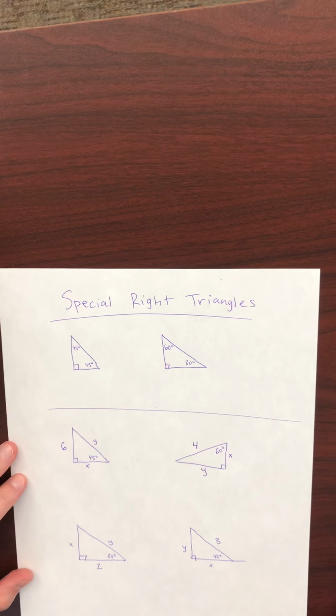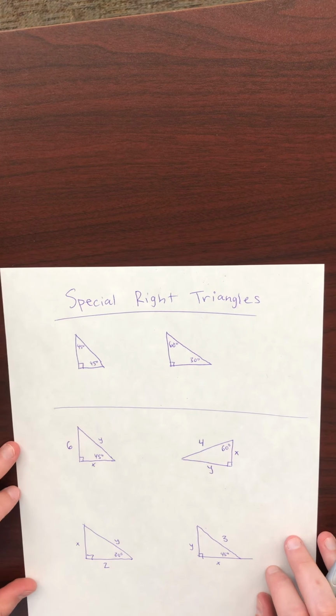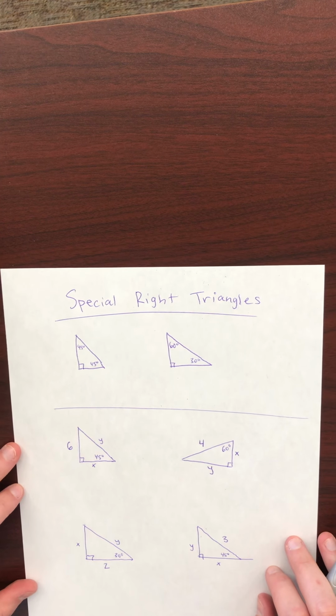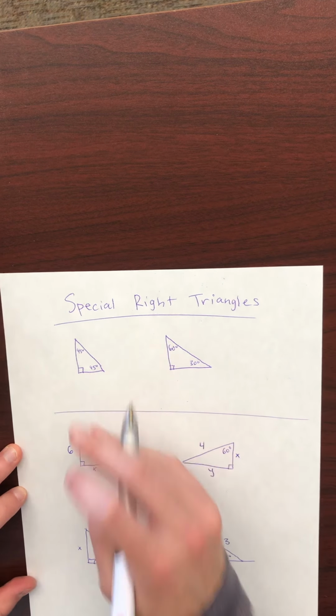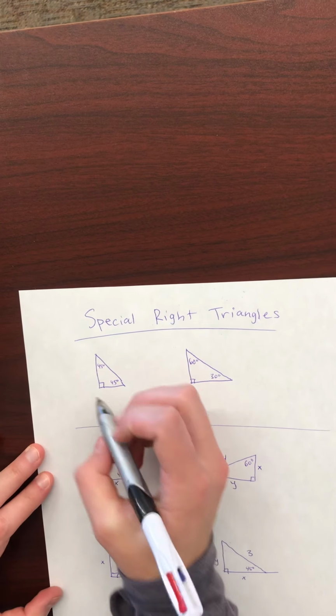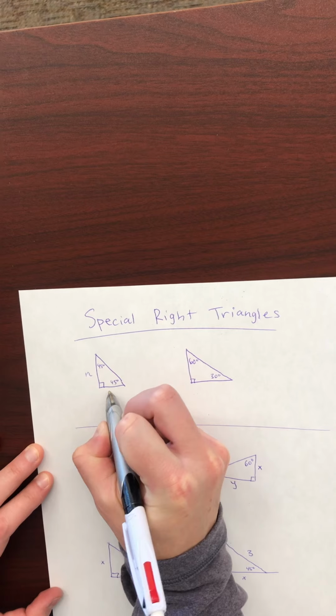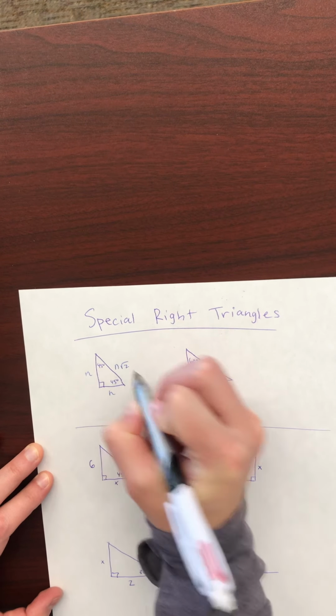Hey, here we go. We're doing special right triangles now. I'm just going to go through some examples to help you with the homework. We've already done this year, so this should be review. So, 45-45-90 triangle. We can label the sides with n, n, and n root 2.